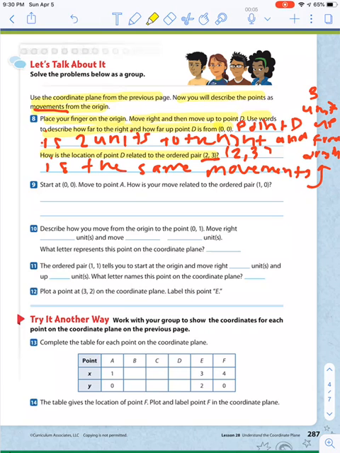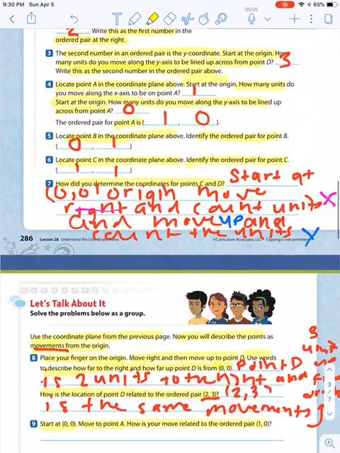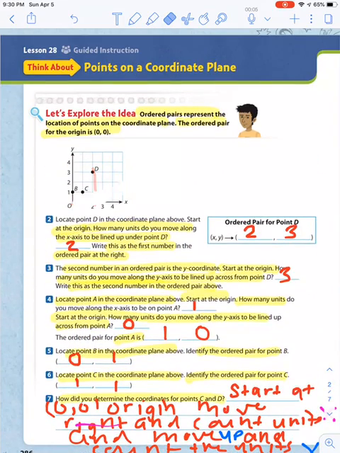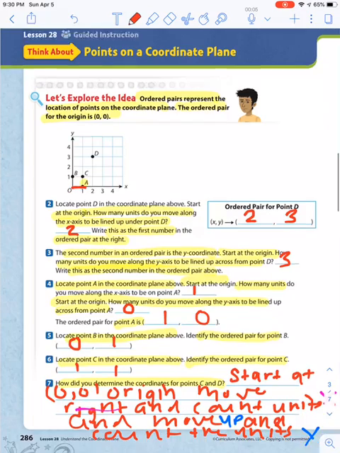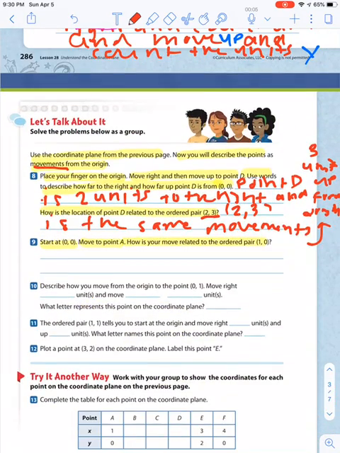Alrighty. Number 9, start at 0, 0, aka the OG. Move to point A. How is your move related to the ordered pair 1, 0? All right, so let's go back up here. They want us to focus on A, 1, 0. That's very similar to the last question. That's like someone saying, describe in words how you would find A. Where would you start? How much would you move to the right? How many units are you moving up? So we're going to put that into words.